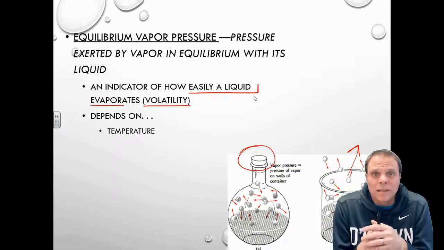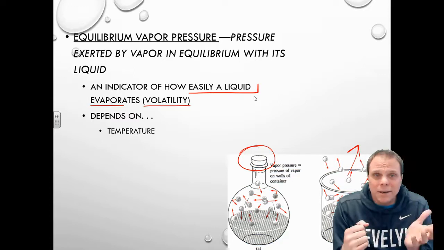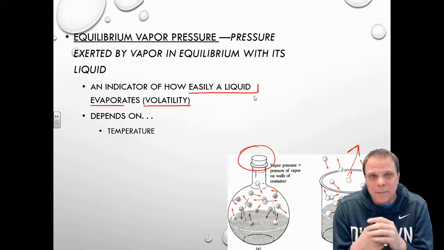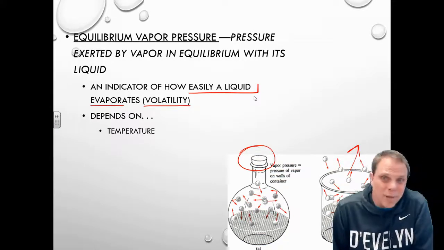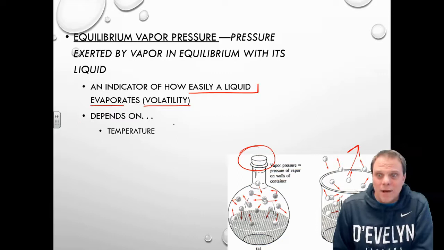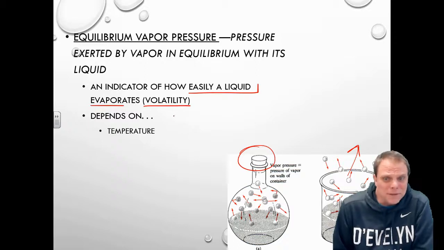So volatility is a measure of how easily a liquid is going to evaporate, all right? So highly volatile is evaporating a lot. That doesn't necessarily mean it's explosive, right? We think of volatile as explosive, but not necessarily. It depends on if that substance is flammable, right? If it's gasoline, then a volatile gasoline is definitely going to be explosive, right? But the volatility of water doesn't say anything about its explosiveness, right?